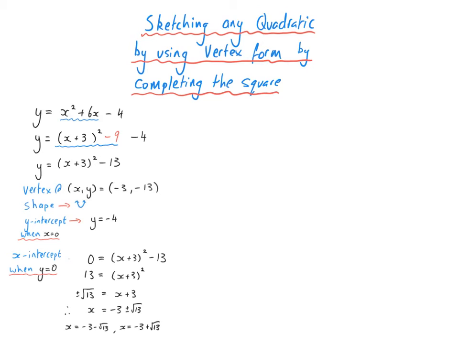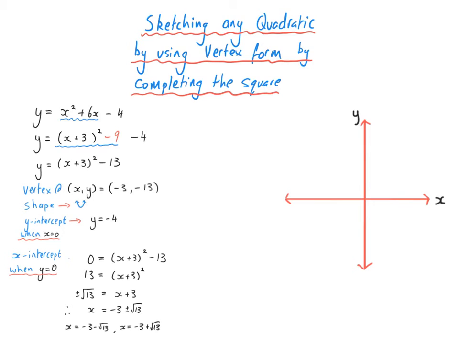Now in the test, when you complete a question such as this, they will probably be nice and give you a square number. But I wanted to show you this example to show you that in general, this process can always be done. Now, given this information, let's do the sketch.